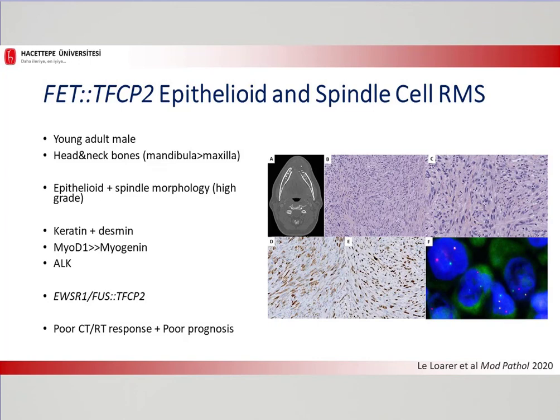And in summary, these tumors are found in young males and the maxilla, and the epithelioid spindle cells co-express desmin and keratin. ALK positivity also might be helpful. These tumors are of poor prognosis and do not respond to chemotherapy or radiotherapy, so surgery is the mainstay of treatment.